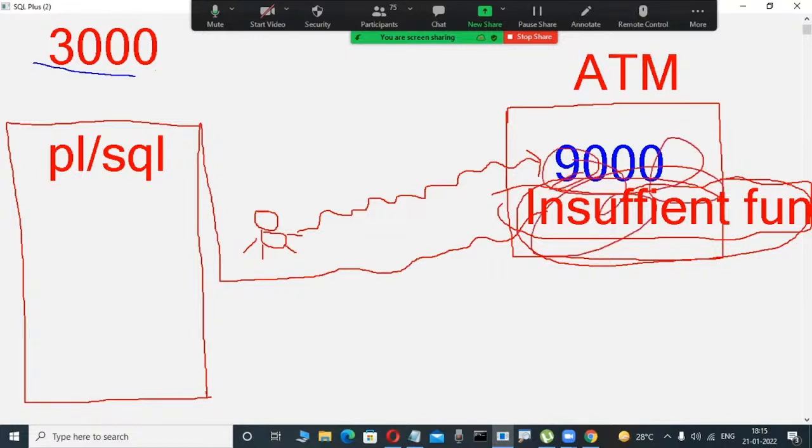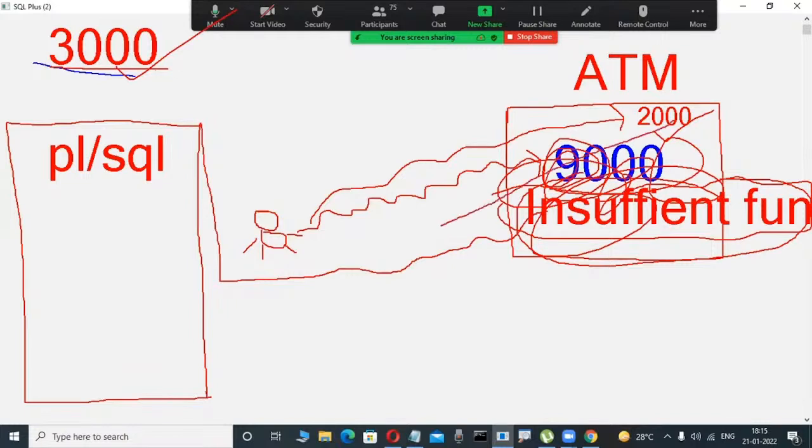Again, another scenario. For example, now here my balance is 3,000. Suppose I am inserting an ATM card. Now I try to withdraw 2,000 rupees, for example. Is it possible? Possible. Why? Because here my balance is 3,000. Yes, I try to retrieve 2,000, which is less than 3,000. That's why this withdrawal is possible. We are withdrawing the money, 2,000 is possible in this example.